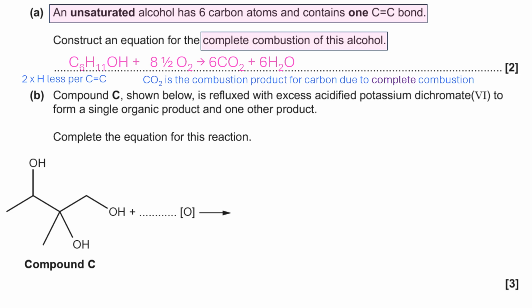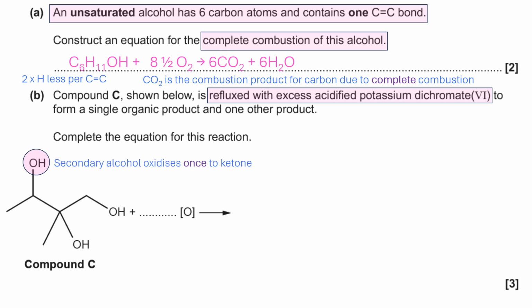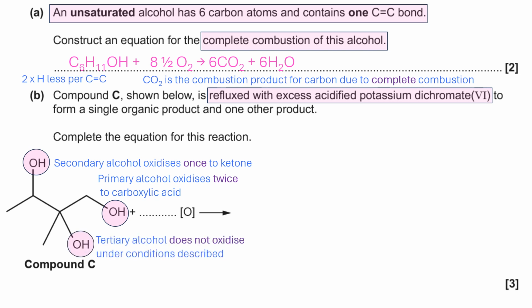Then it introduces compound C, which is a triol. You've got three OH groups, and it's refluxed with an excess of acidified potassium dichromate(VI). So that means that the OH in the highlighted pink circle now is a secondary alcohol, so that'll oxidize once to form a ketone. The one on the end there, that I've now highlighted, is a primary alcohol. That will oxidize twice, once to an aldehyde and then once more after that to a carboxylic acid. And then finally you've got a tertiary alcohol at the bottom, and that won't oxidize under the conditions the question describes.